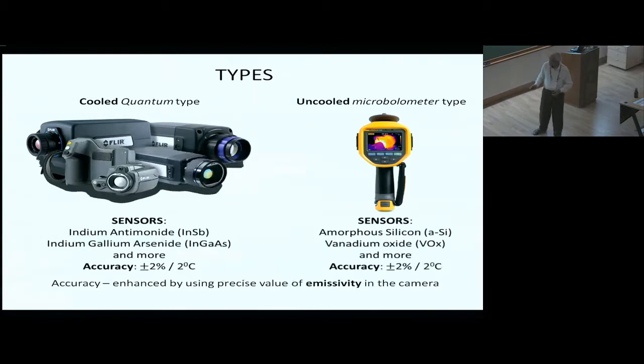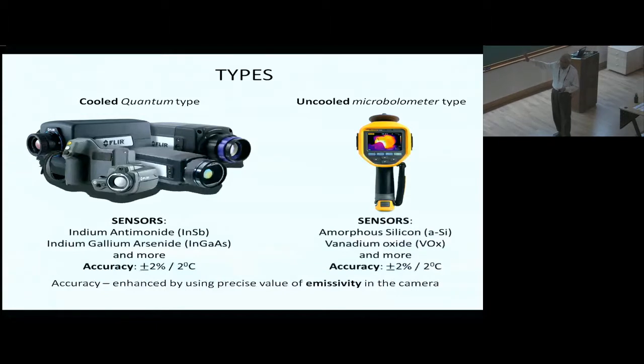One important thing: to get the precise value of the temperature, you need to know the precise value of the emissivity itself, which is not easy to get. For example, if you get an image of this board, you'll get a certain thermal image. But to relate it to the temperature, you need to know precisely what the emissivity of that is.